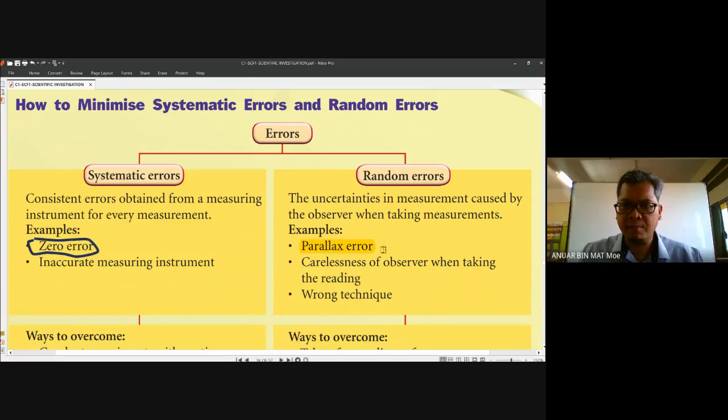Parallax error is from the positioning of the eye, the carelessness of the observer when taking the reading, and the wrong technique. Random error is usually from the person. Systematic error usually is the error from the instrument itself. So random error is from the people who take the measurement, right? So how to overcome this?